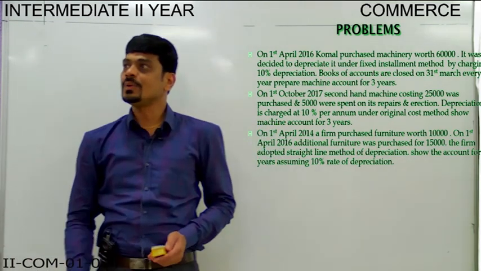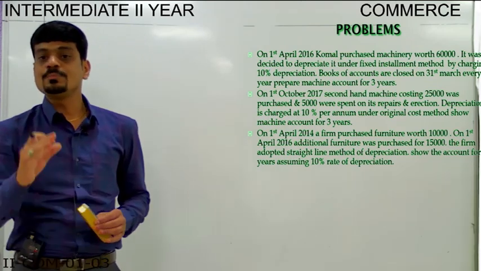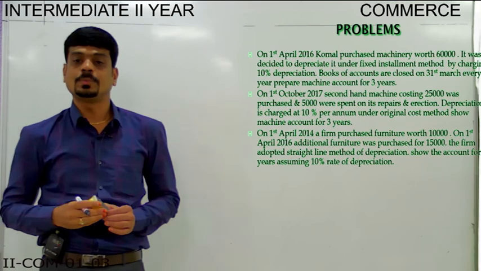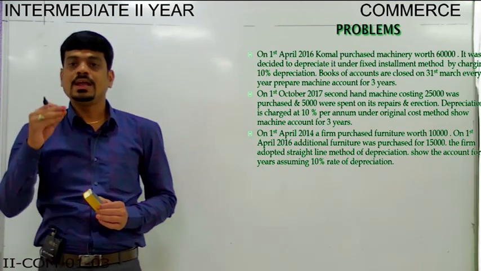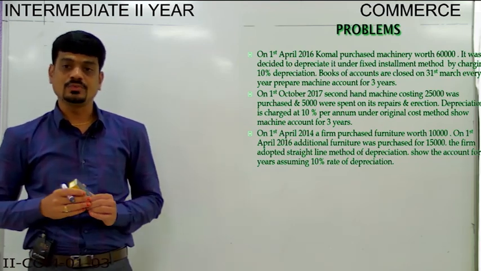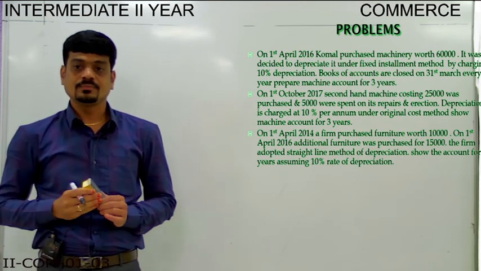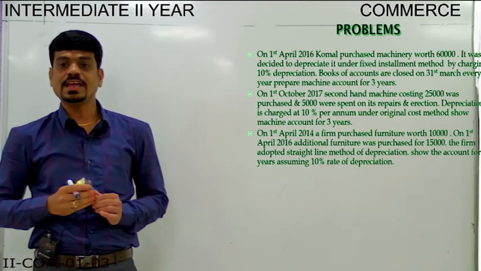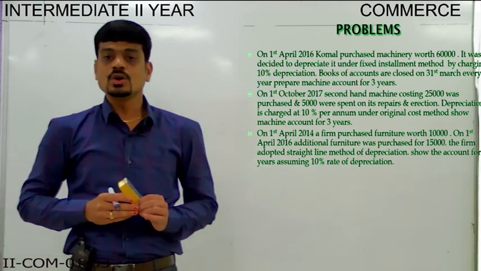In the second question, if you see, when did we purchase the machine? We bought it on 1st October. For how much? 25,000. And how much have we paid for repairing it? 5,000. So total cost is 30,000. How much is the depreciation again? 10%. Which method? Original cost method.